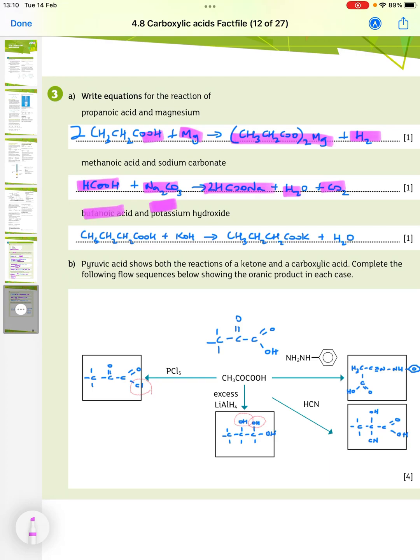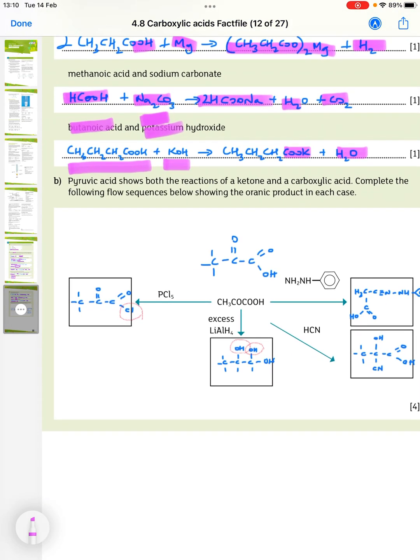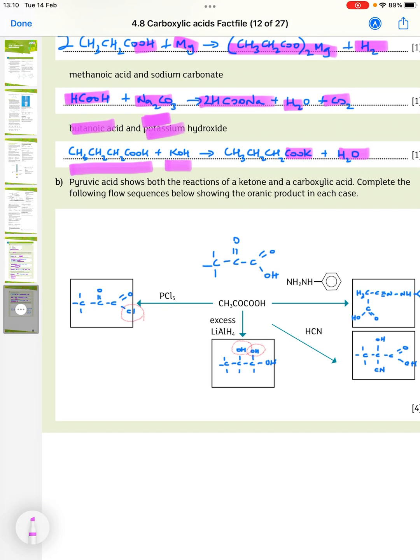And then butanoic acid with potassium hydroxide this time. So there's our butanoic acid, CH3CH2CH2COOH, and then potassium hydroxide, KOH, and we get the potassium salt here and water. And finally, we've got this little reaction scheme. So pyruvic acid shows reactions of both a ketone and a carboxylic acid. So when we draw it out here, there's pyruvic acid, CH3COCOOH. And you look here, there's the ketone group, and then here is the acid group.